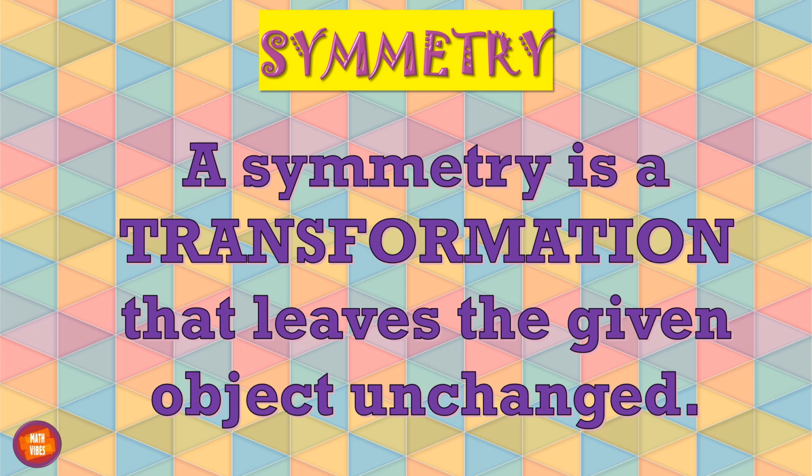So first of all, let us start with, what do you mean by symmetry? Well, the definition is that a symmetry is a transformation that leaves the given object unchanged. Now what does it mean? It means that when something is transformed, but it still remains unchanged, मतलब उसमें कोई change नहीं आता अगर उसको transform भी कर दे तो, that thing is called symmetrical. And this is the definition of symmetry, that it is a transformation that leaves a given object unchanged.